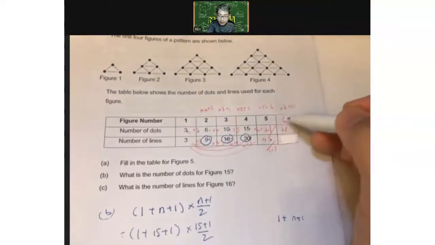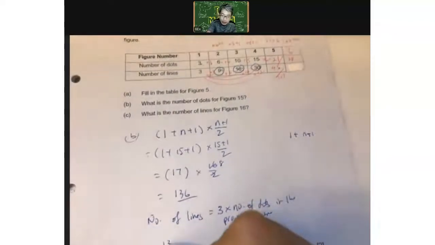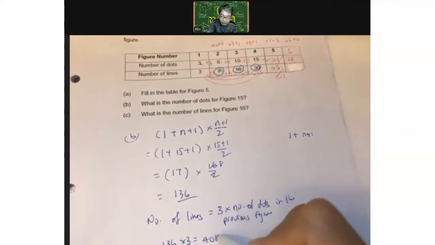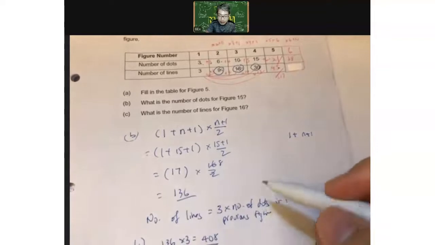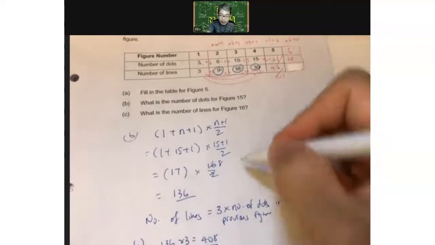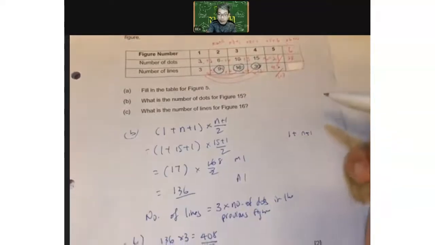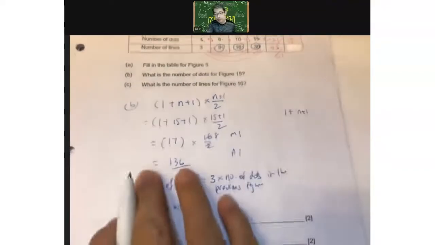So for figure 16, it will be 136 dots times 3, which is 408 lines. That's part C answer, M1, A1. This part here will be your M1, A1 here. Okay, going on to the last 2 questions.